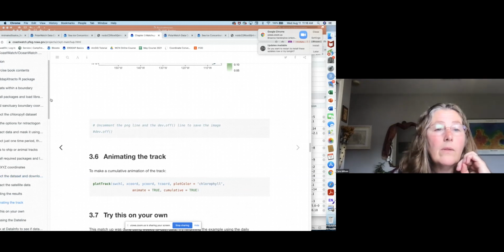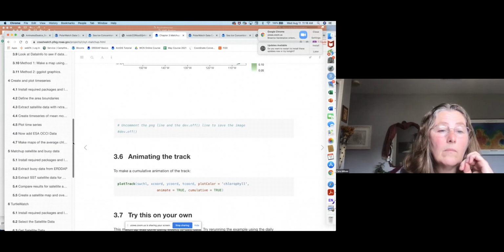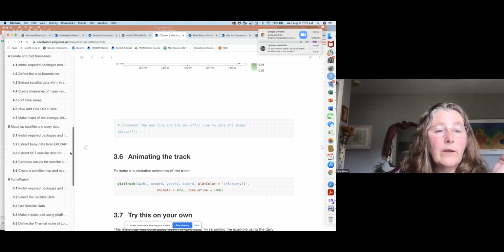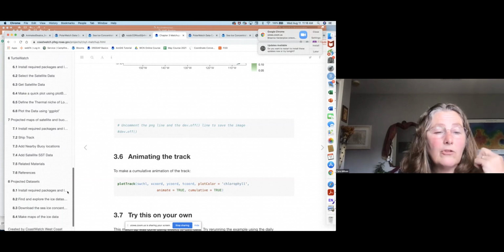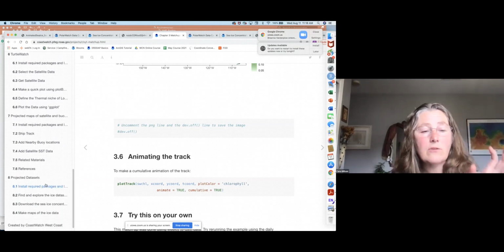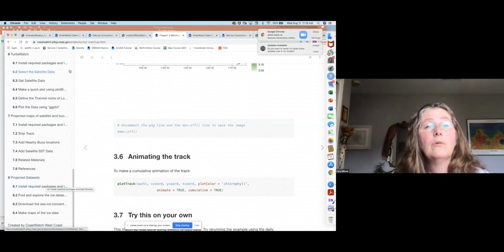And then there's a matchup of satellite and buoy data. And the one I actually asked you to do was projected data sets. That did a lot of what I was just doing, getting that grid and doing the calculation between the grid and the latitude and longitude.